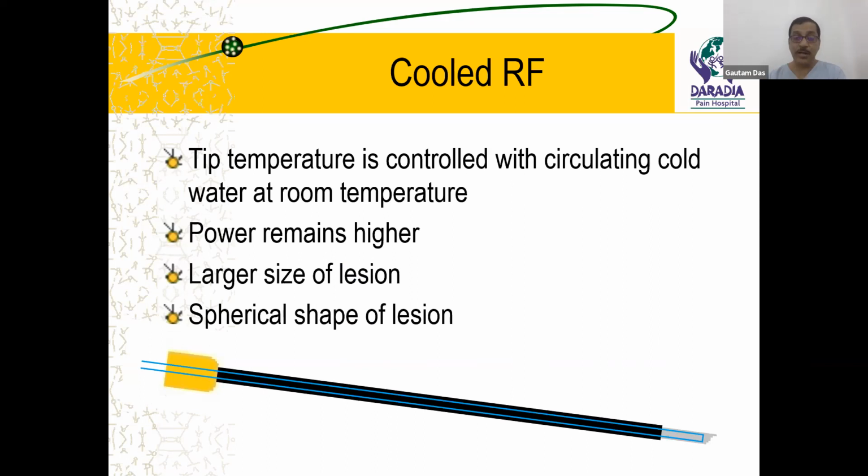The nerve will not be missed. Also, because it will be producing a spherical size lesion, you can put the needle perpendicular to the nerve. Perpendicular to the nerve needle placement is always easy. You can go perpendicular. But parallel to the nerve needle placement is always difficult, and needs a lot of skill and experience. But perpendicular is easier. So these are the advantages of the cooled radiofrequency.